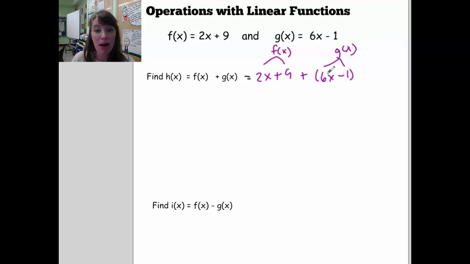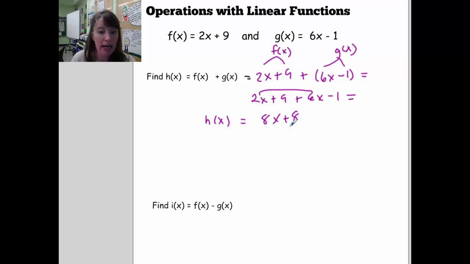Now, when I'm adding them together, I don't actually need parentheses here. So I can actually just drop the parentheses. So I have 2x plus 9 plus 6x minus 1. Well, that's going to be the same thing as, if I combine like terms, 8x plus, now 9 minus 1 is going to be 8. Okay, so this new function, h of x, is equal to 8x plus 8.